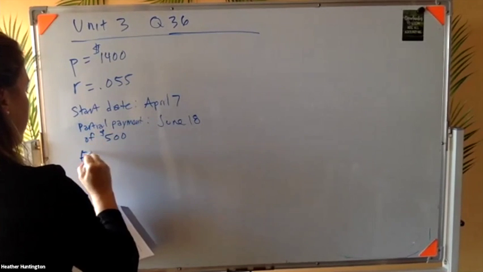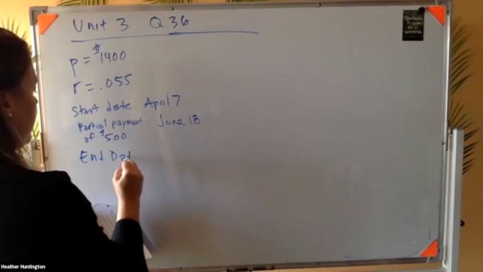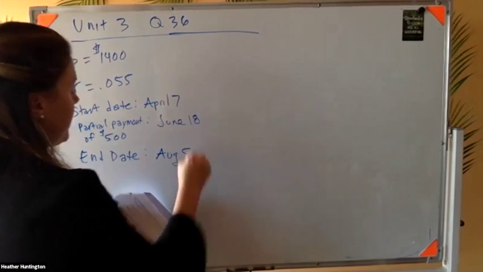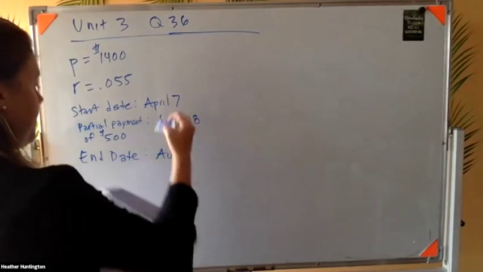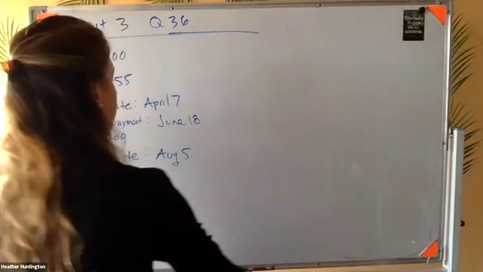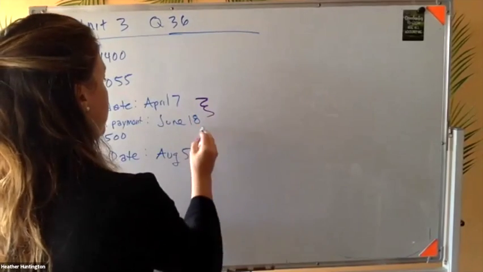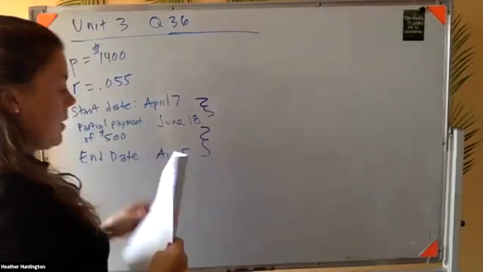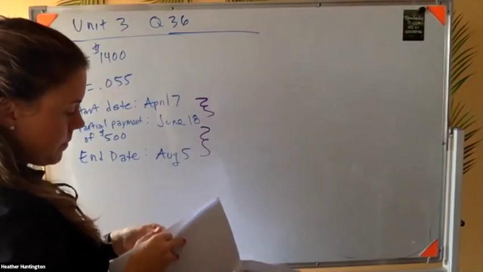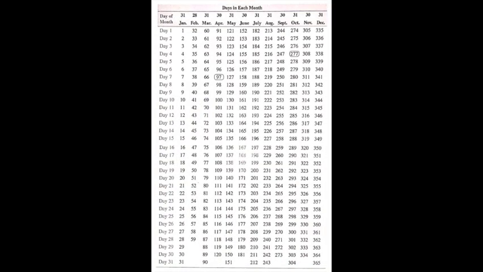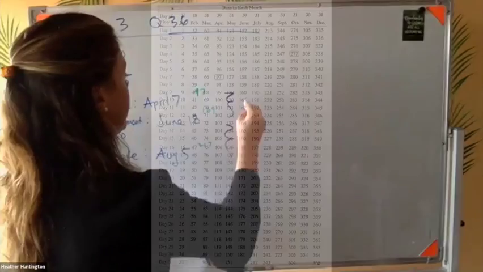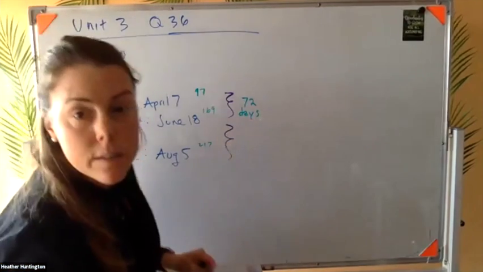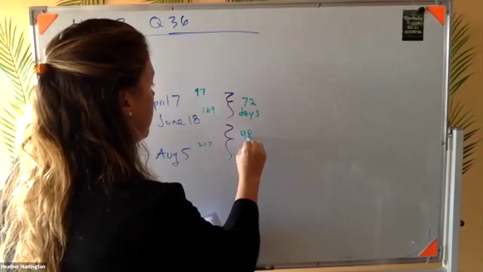All right, and our end date was August 5th, right? So let's figure out the number of days in between each period here. So how many days were in between there and between there? We're going to use that table again. So this is going to be 72 days. And then between here is 48 days.